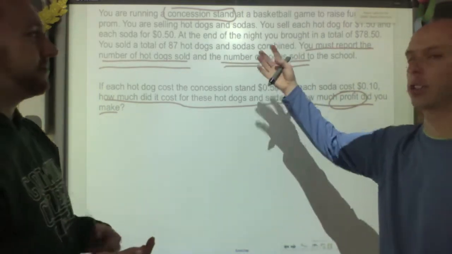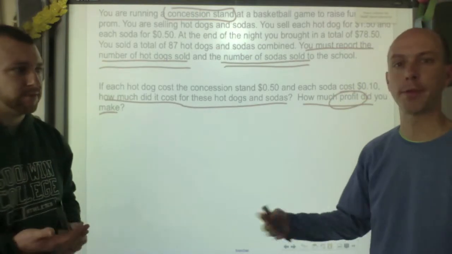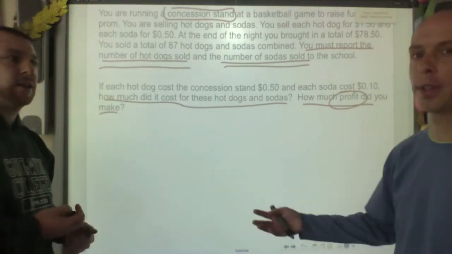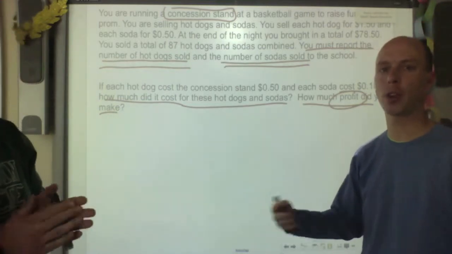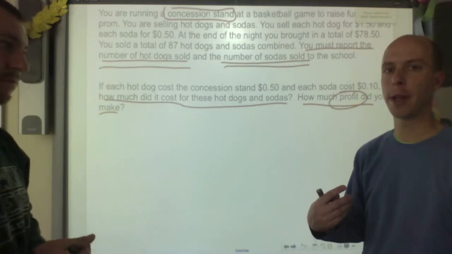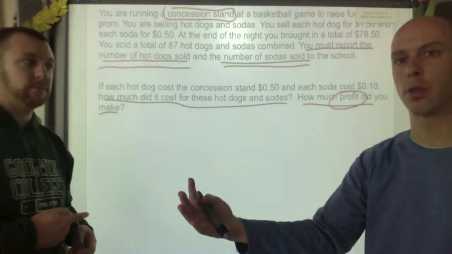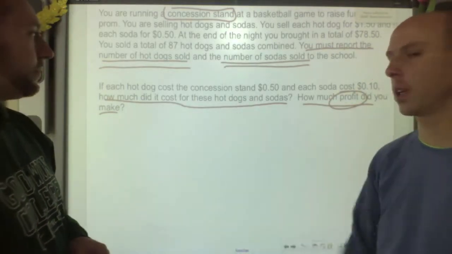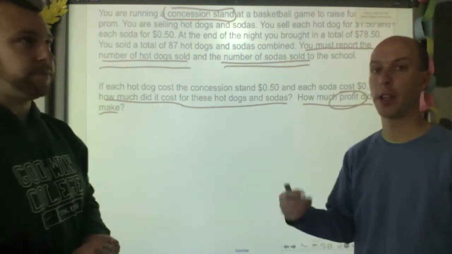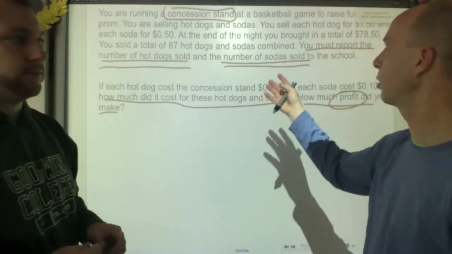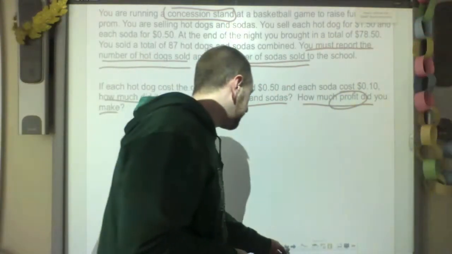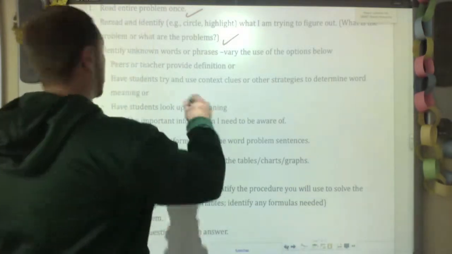So if you didn't understand concession stand, that's a place where they sell food. They sell food to raise money. And the profit is how much money you're making after costs. So it's the amount of money you bring in minus the cost of the goods that you sold, which in this case is hot dogs and sodas. So it's how much profit or money that you made at the end that you can put towards whatever fundraisers you're doing, towards prom in this case. Okay, so now we've done that.